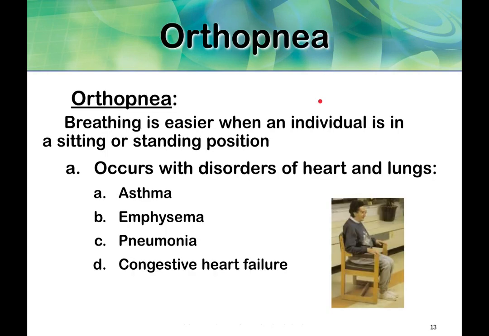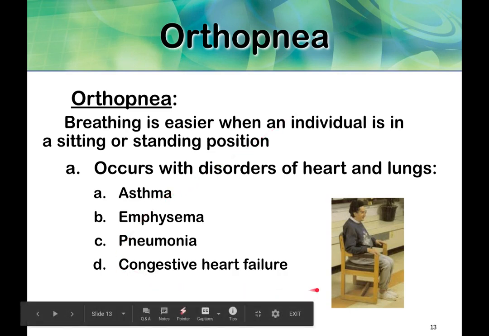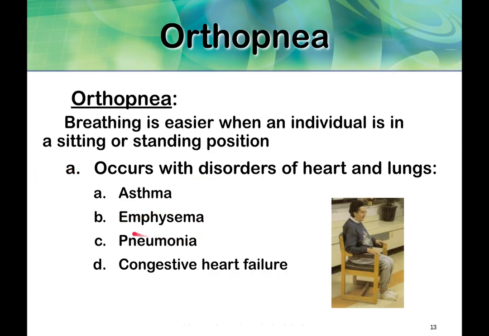Orthopnea is when somebody is unable to breathe well when they're in a reclining or laying down position. A supine, which we'll learn next week, is laying down on the back. So the breathing is much easier when the person is sitting up or standing or propped up. And I see this most often in my patients with CHF or congestive heart failure. Could also be with asthma, emphysema, and pneumonia.